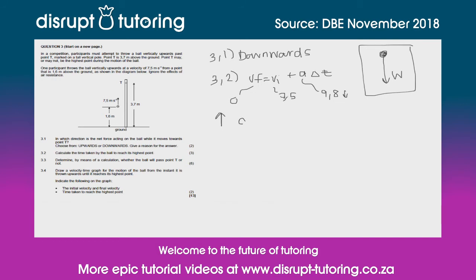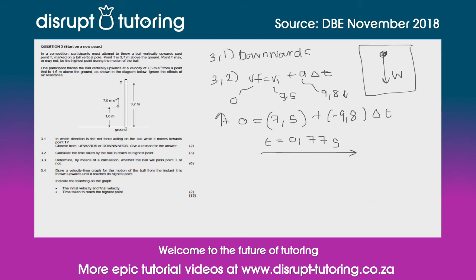So we know that VF is 0, VI is 7.5 meters per second upwards, so it's positive, and our acceleration term is negative because that's downwards. Acceleration of gravity is downwards always. Then change in time is what we're solving for. If we put that into our calculator, we get the time is 0.77 seconds. So that's how long it takes for this ball to reach its highest point.